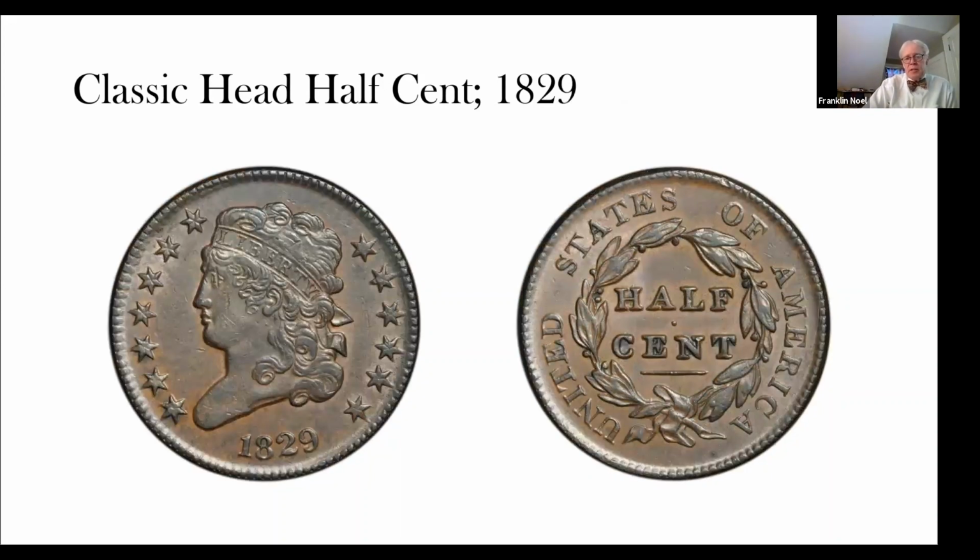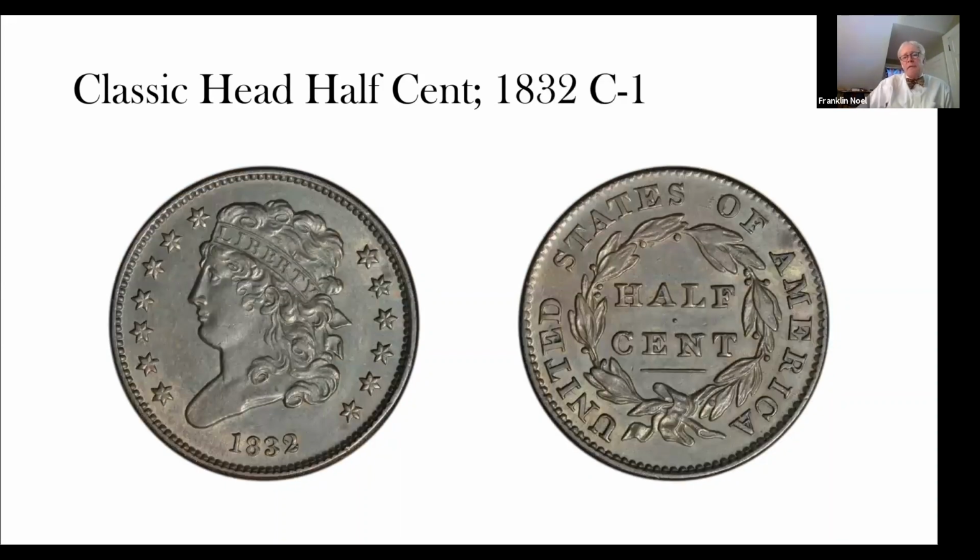1829 is represented by a single variety, which is readily available and affordable. No half cents were struck for circulation in 1830, and most numismatists agree that all extant half cents dated 1831 are in fact circulated proofs.